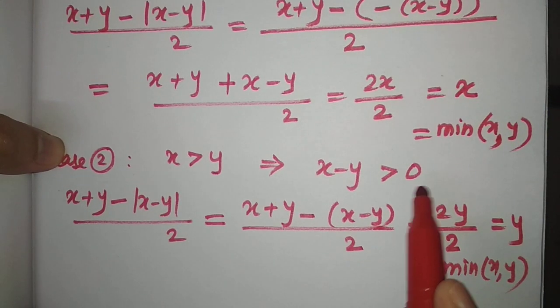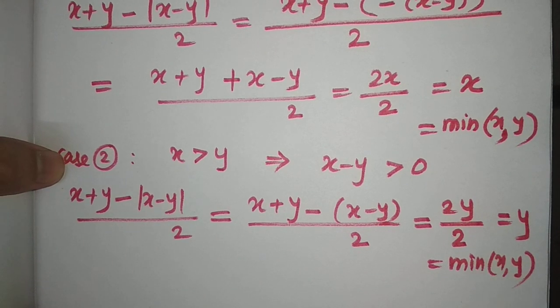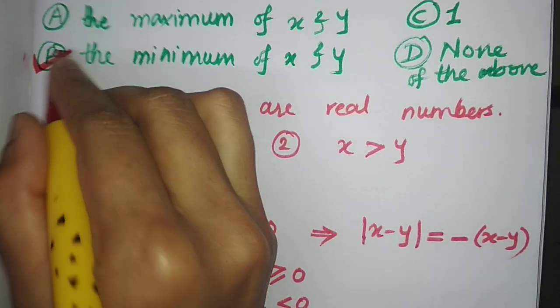So in both the cases, we get the expression is the same as the minimum of x and y, and hence option B is the correct option.